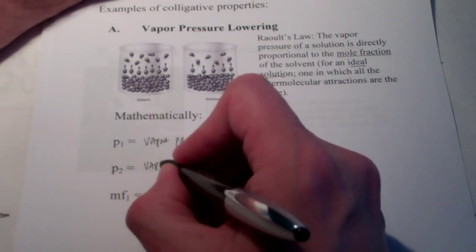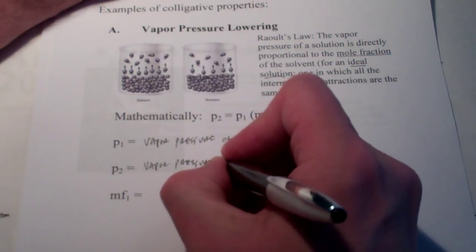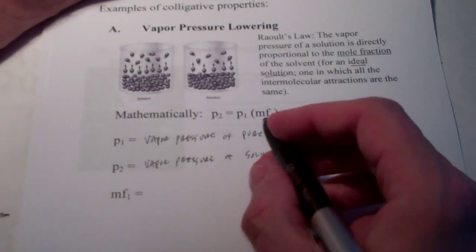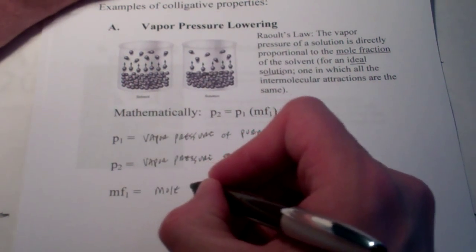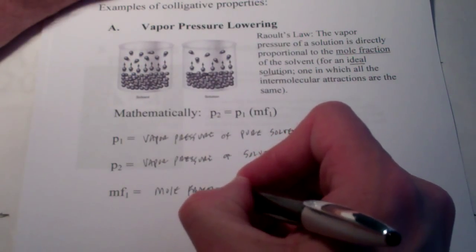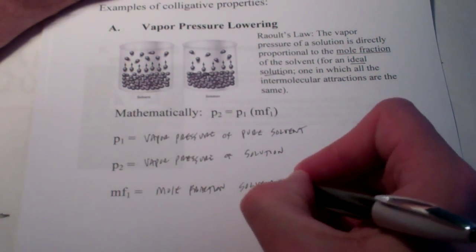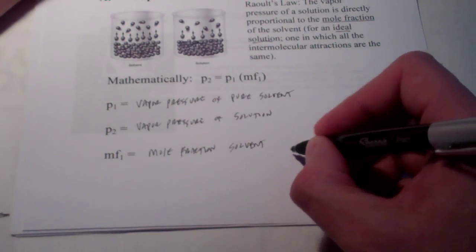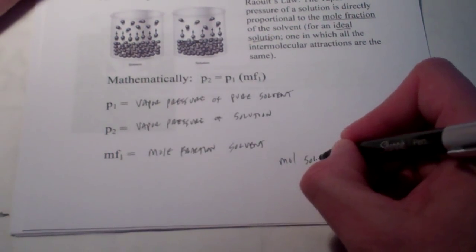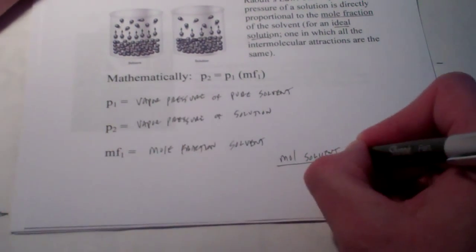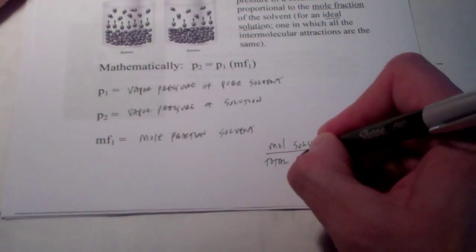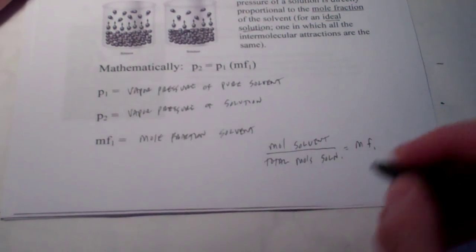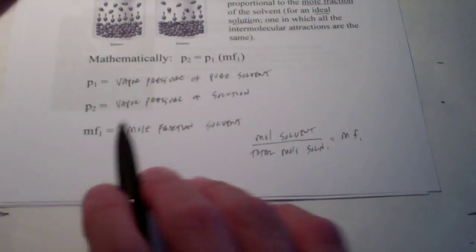P2 is the vapor pressure of the solution. And MF1 is the mole fraction of the solvent. Now remember, we found out how to find mole fraction not too long ago. Remember, that would be moles of solvent divided by total moles of my solution, and that would be MF1 in this particular calculation.